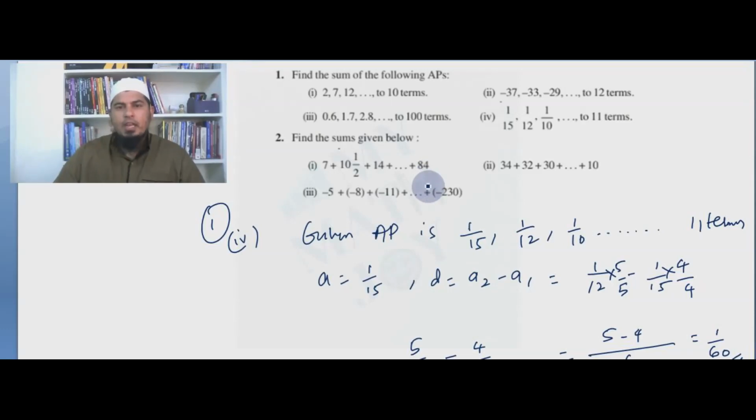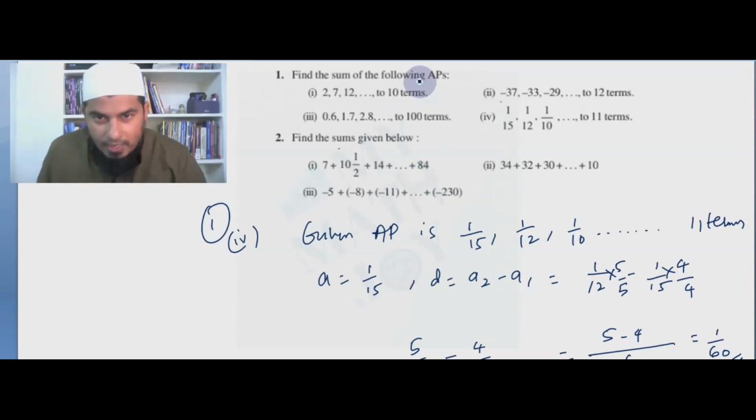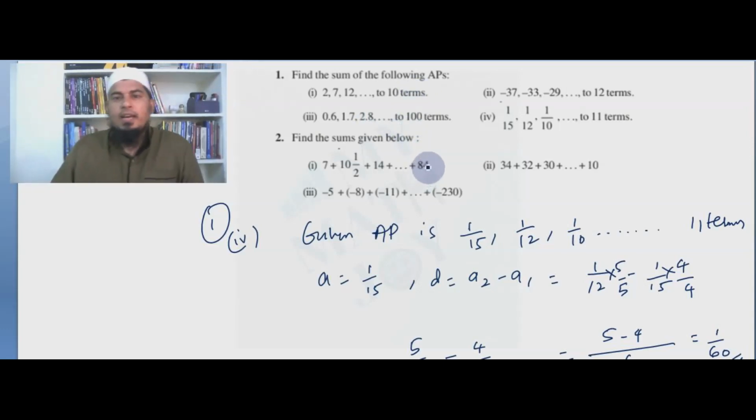It means that we are not having the n value, but we are having the an value. What is given in the first? Up to 10 terms, it means n is given. And here there is "so on to 84". It means that this 84 is the last term of this AP. Here 10 is the last term of this AP, and negative 230 is the last term of this AP. So the last term is given. From here we need to do the problem.